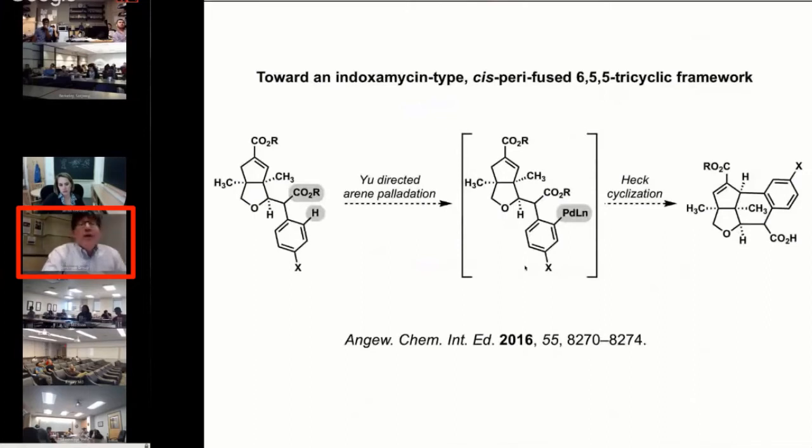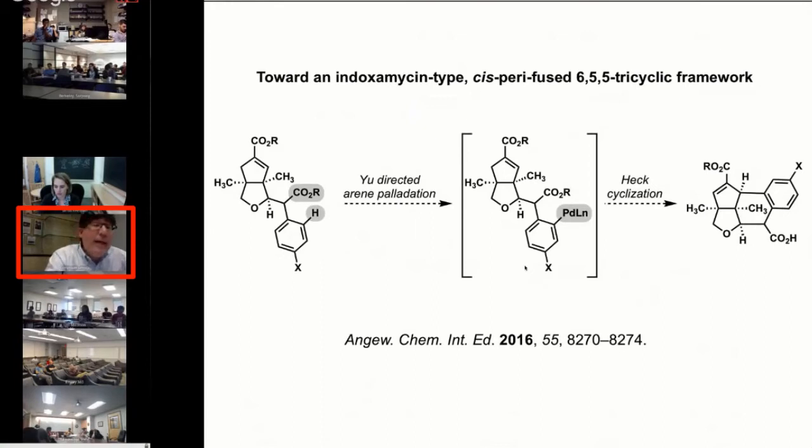Yeah, there we go. So having defined a way in which we could achieve unions of fragments through a carbon-carbon bond, we took on the challenge of forming perhaps the most challenging aspect of the indoxamycin problem, that six-membered ring that's fused to the 5,5 system.